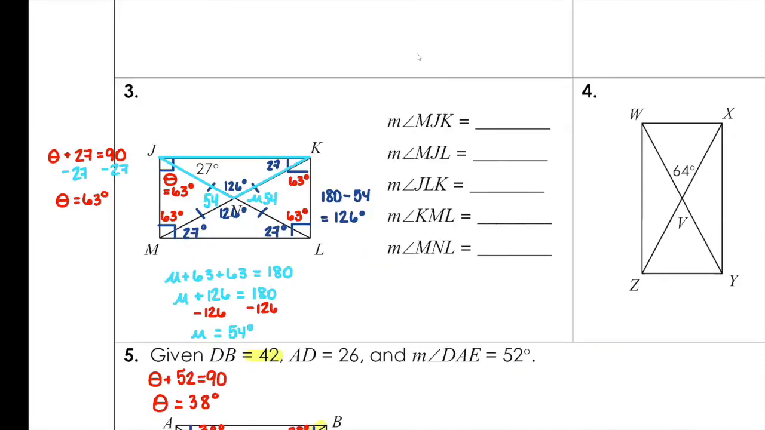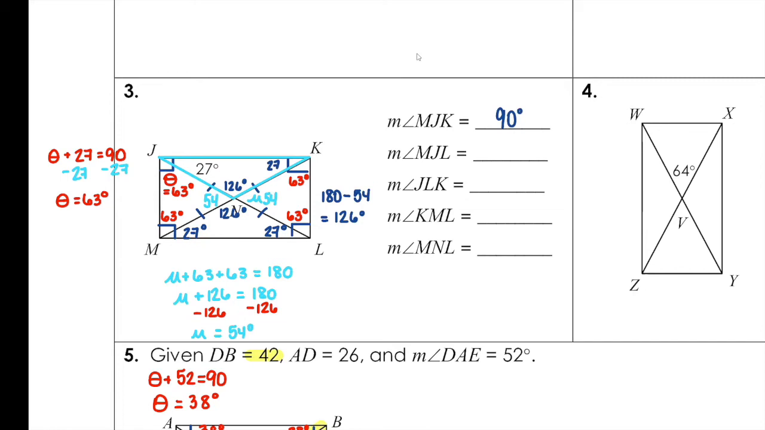All right, MJK. What's the measure of MJK? Follow the vertices. MJK. 90. That's 90 degrees.